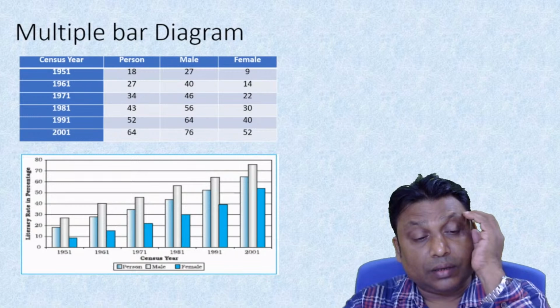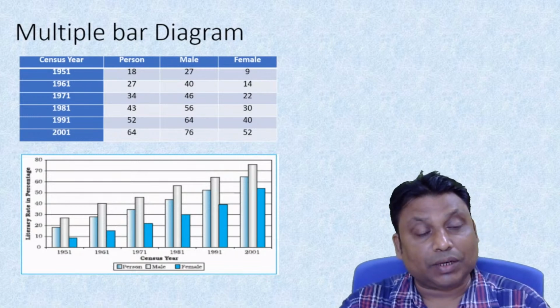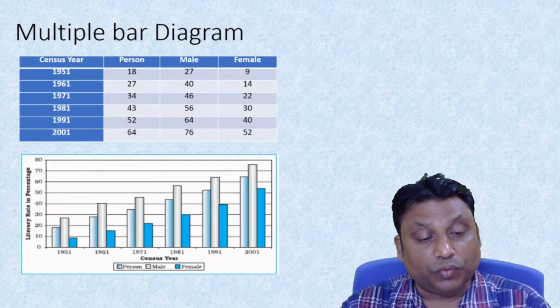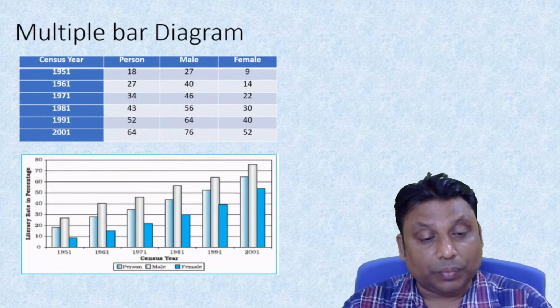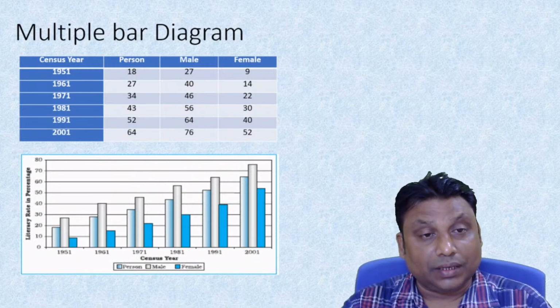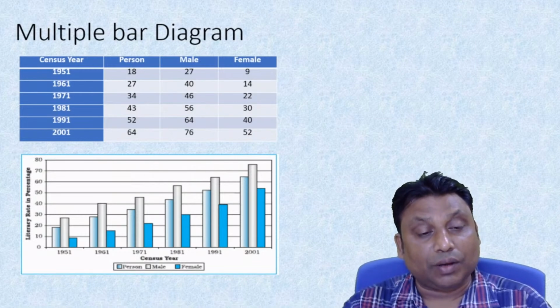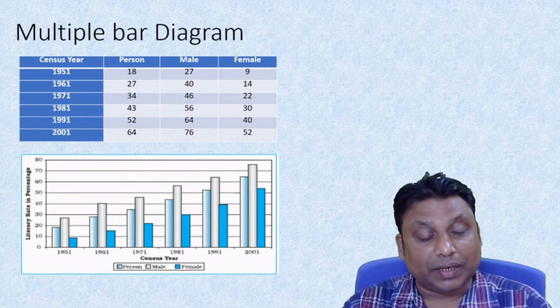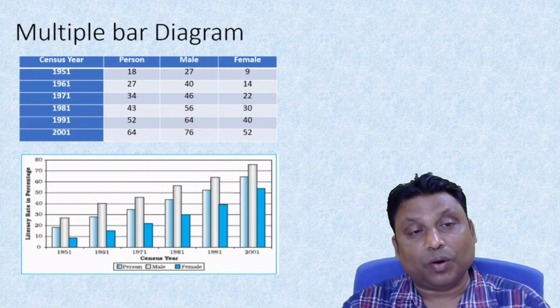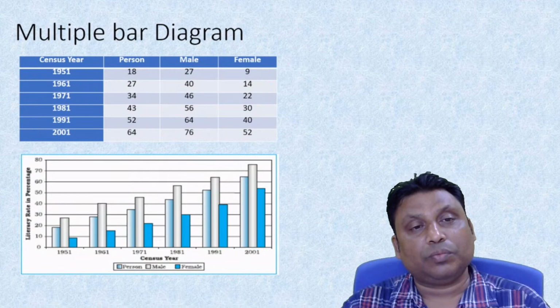Now in 1951 we have to find out what will be the person, what will be the male, and what will be the female. So it will be displayed in three bars. First one is person, second one is male, and third one is female. It is mentioned in the axis below: census year, person, male, and female. So this type of diagram is called a multiple bar diagram.